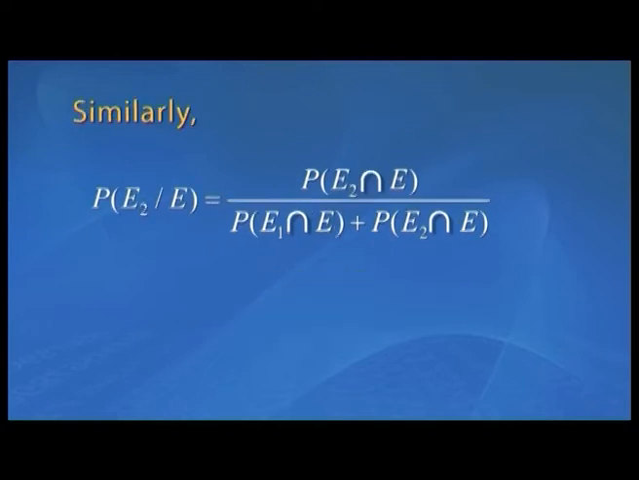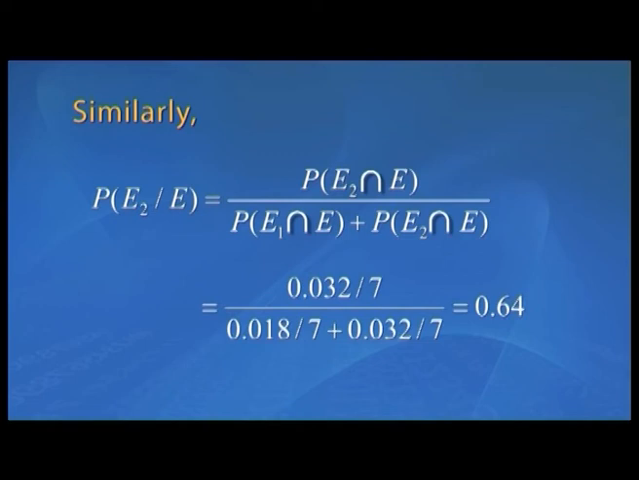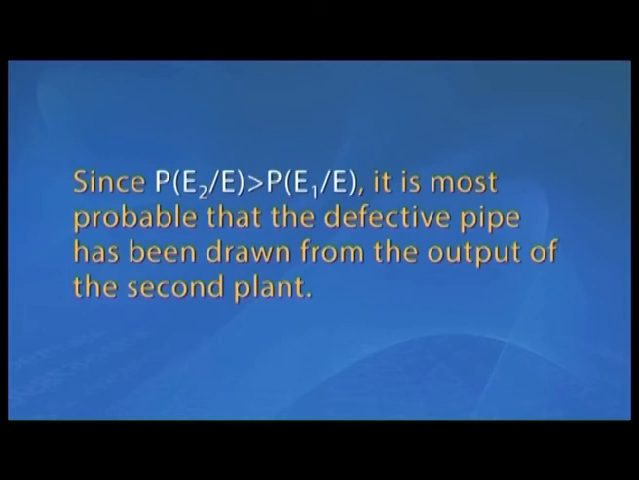Similarly, P of E2 given E is equal to P of E2 intersection E divided by P of E1 intersection E plus P of E2 intersection E is equal to 0.032 by 7 divided by 0.018 by 7 plus 0.032 by 7, which is equal to 0.64. Since P of E2 given E is greater than P of E1 given E, it is most probable that the defective pipe has been drawn from the output of the second plant.